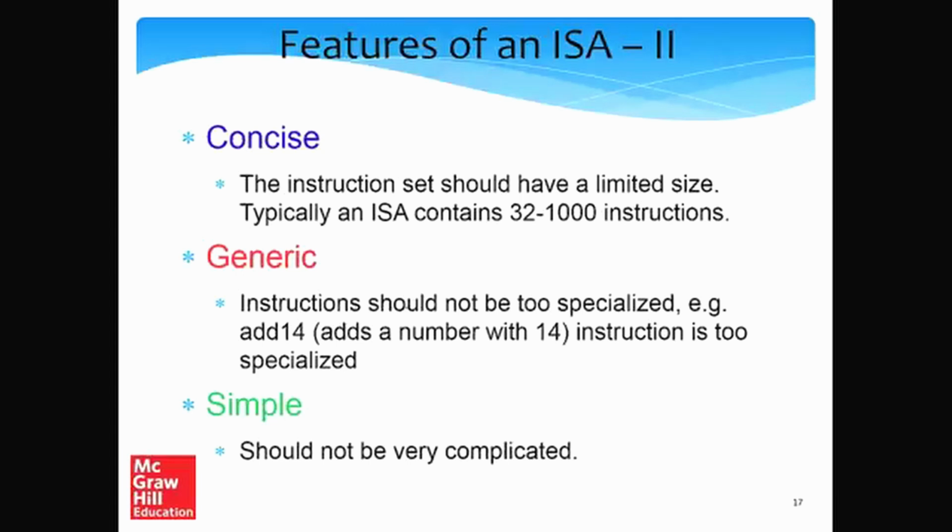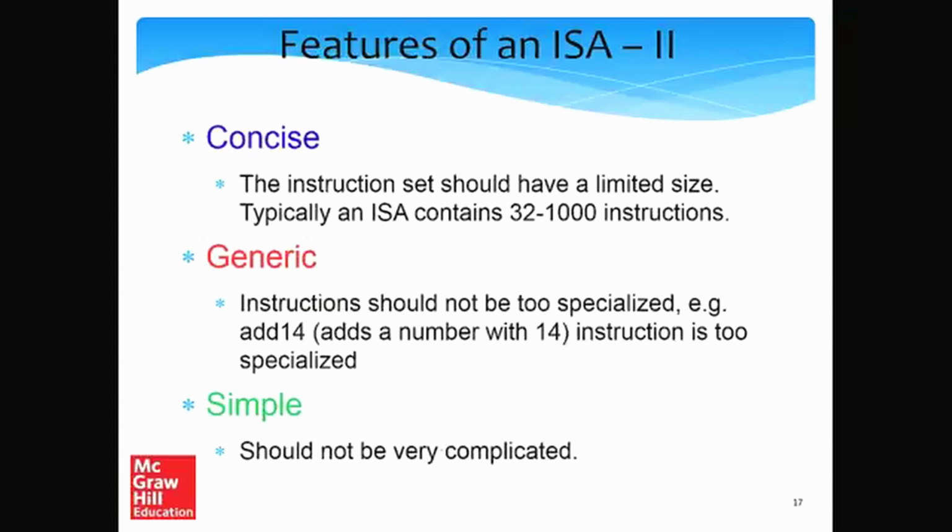An instruction should also be generic, in the sense that it should not be too specialized. We should not have an instruction of the form, let's say, add 14, that adds a number with just 14. Because this instruction is too specialized, it's very unlikely that it will be used by all programmers, or even a large number of programmers. So this is probably a bad idea. And we also want the instructions to be simple. What again is simple is a subjective thing.